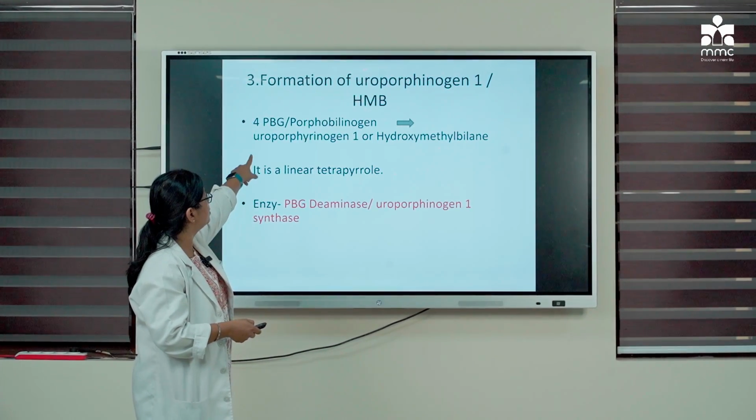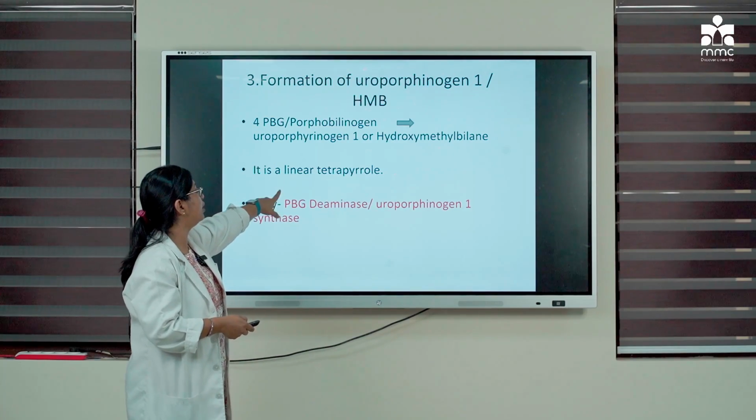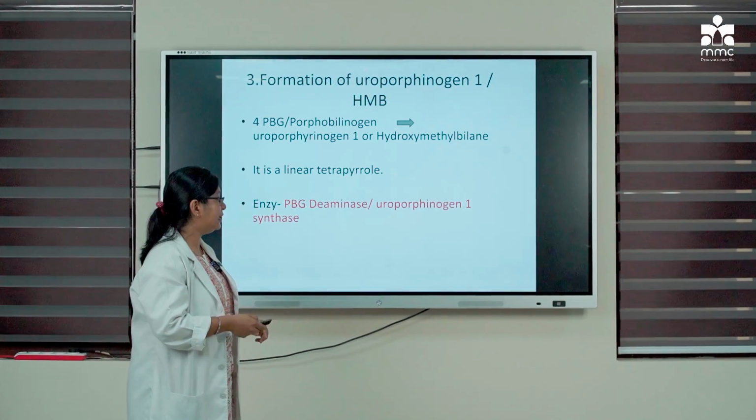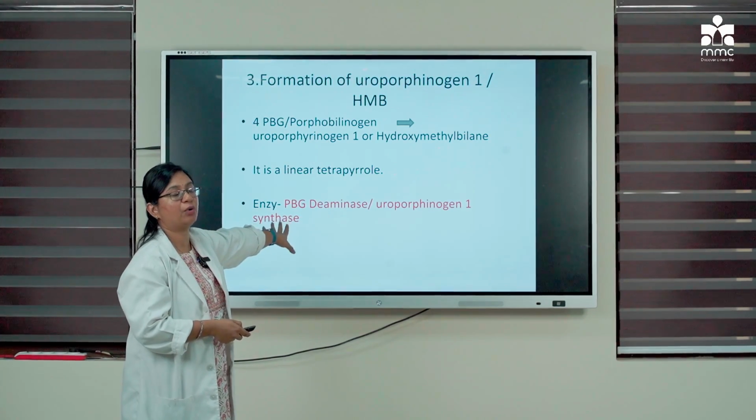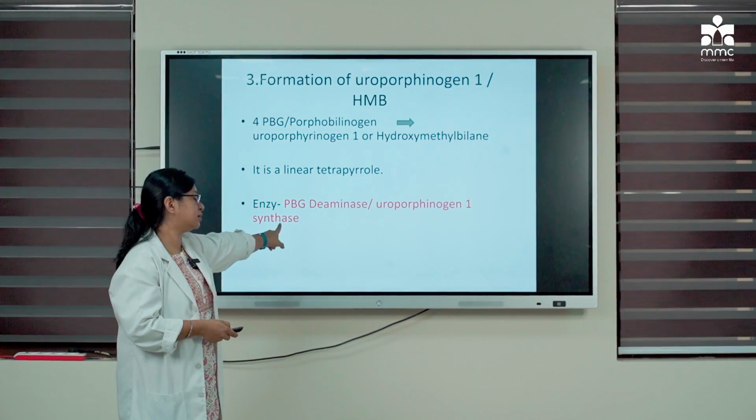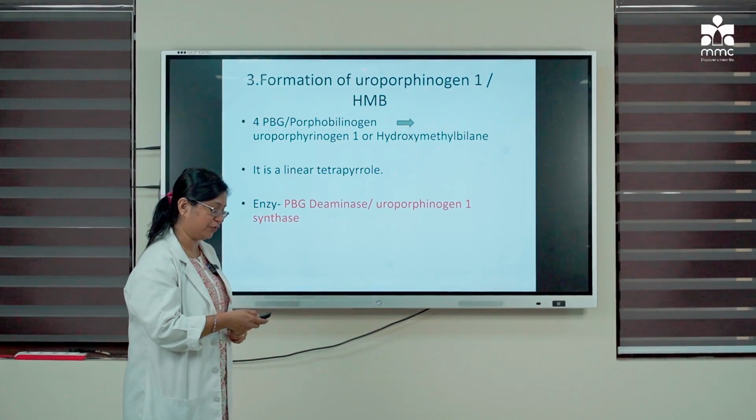So, you know that porphobilinogen is the first ring structure. The 4 of them are going to join and form a linear tetrapyrrole. The enzyme is important, you should know this is a very important enzyme involved in this disorder, that is acute intermittent porphyria.